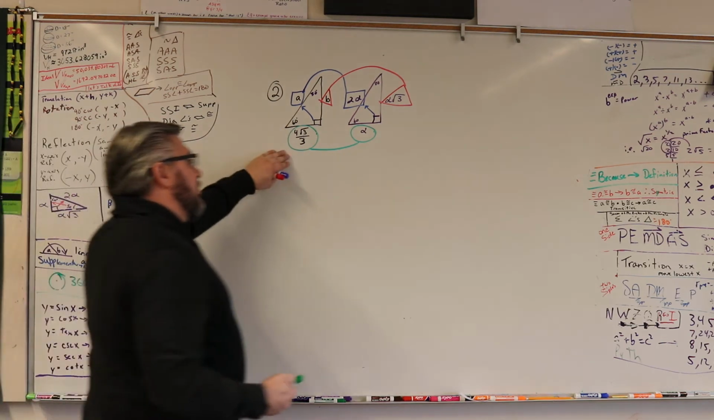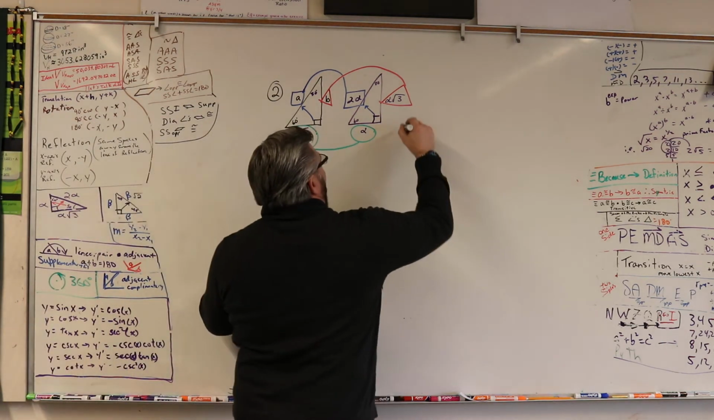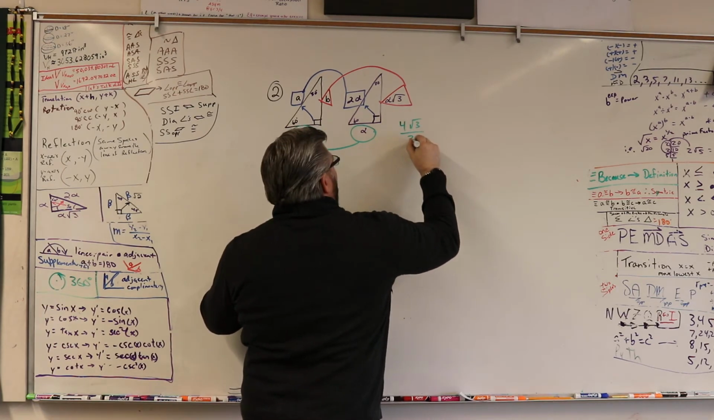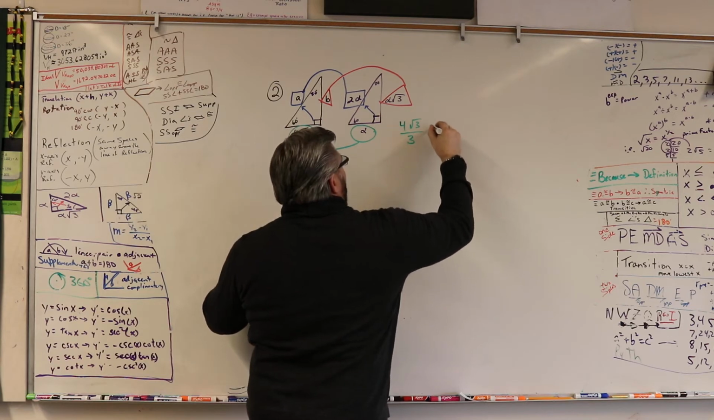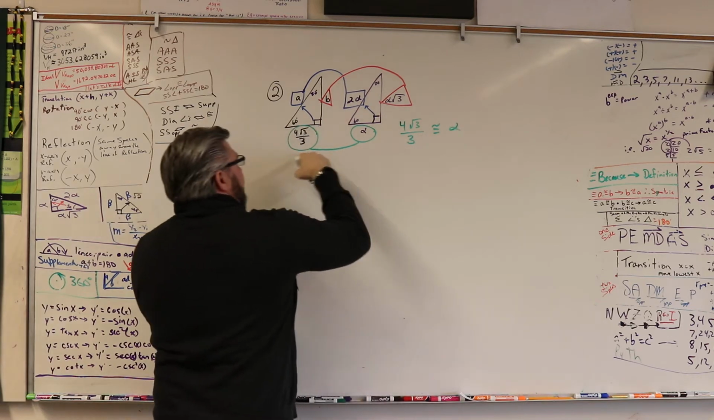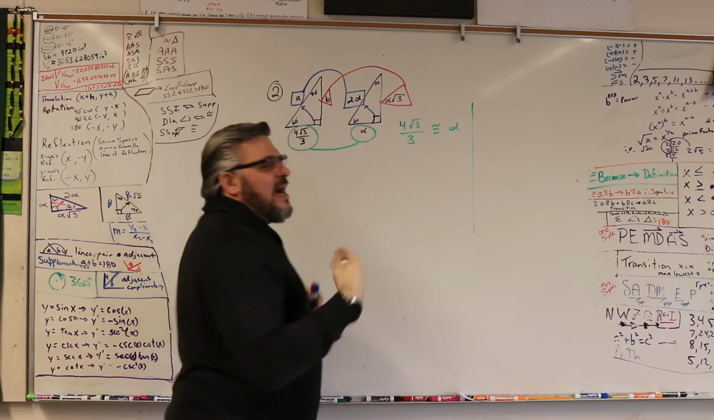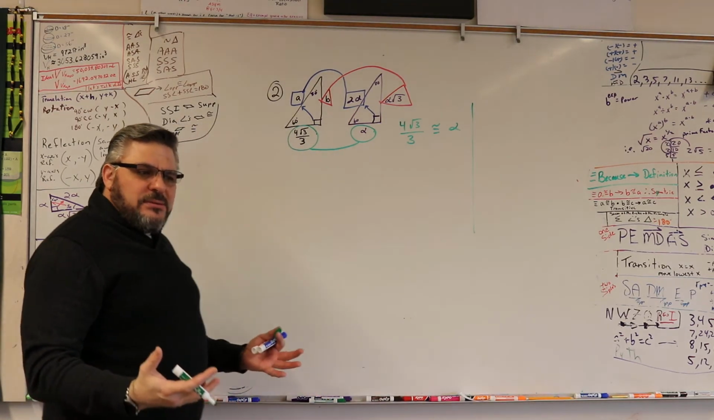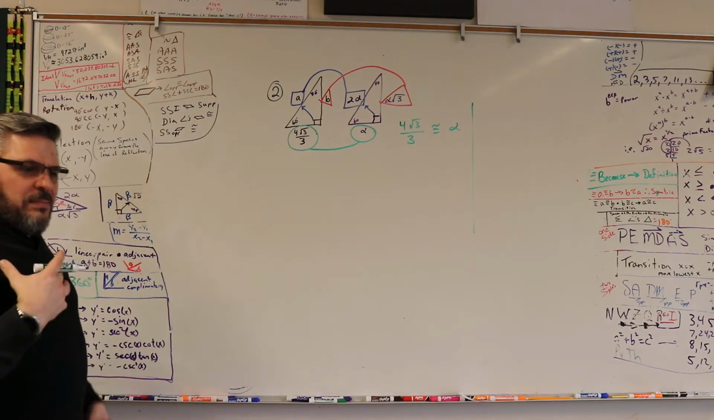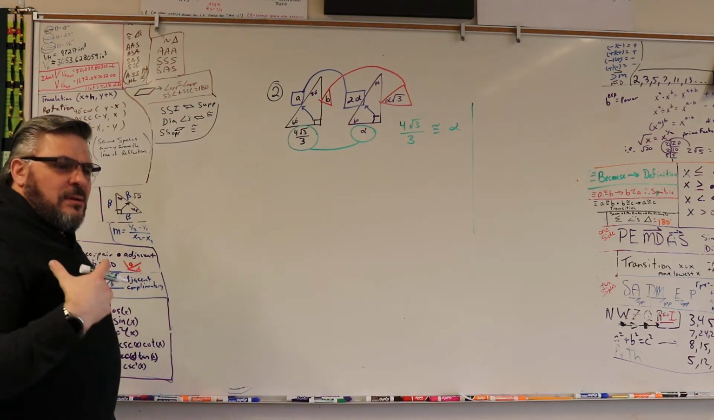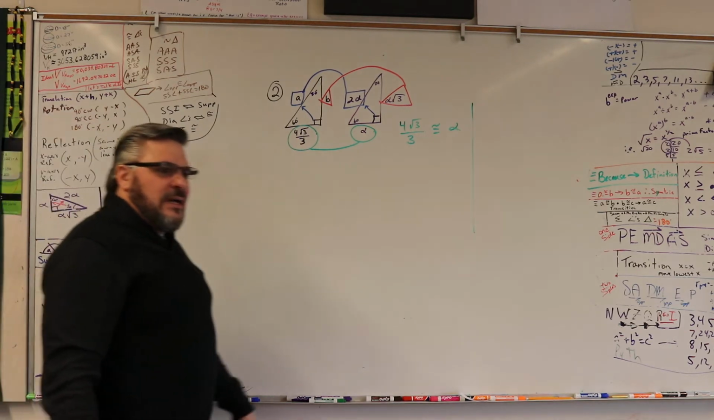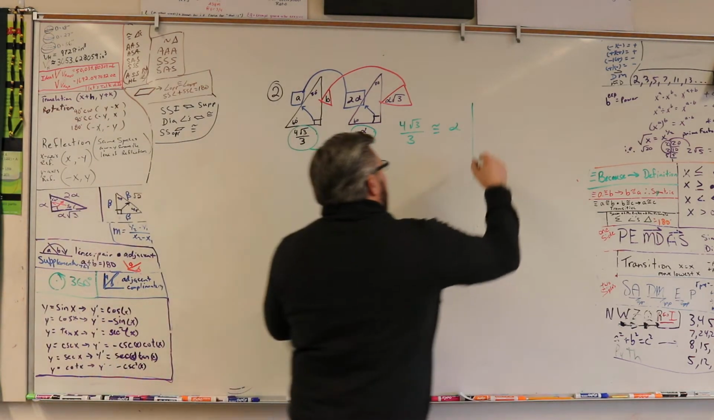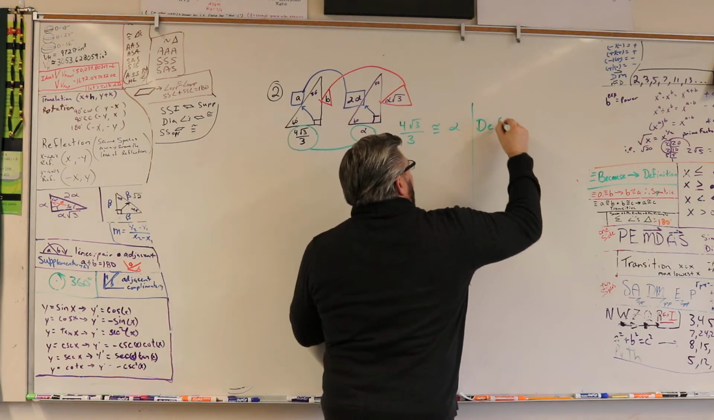So I'm going to start with the green, and I'm going to start with 4 square root 3 over 3 is congruent to alpha, right? And why can I start with that? Do you remember? Because it's a special triangle. Yeah. And so instead of because, we're going to say definition. That's right. We want to sound a little bit brighter, right?